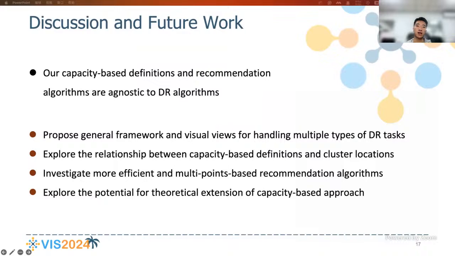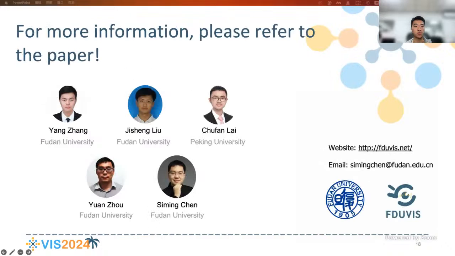To conclude, our work is based on the capacity-based definition and the recommendation algorithm, and they are agnostic to the different dimensionality reduction algorithms. And in the future, we are trying to propose a general framework and visual views for handling multiple types of high-dimensional data projection tasks, and try to explore the relationship between the capacity-based definition and the cluster locations. And we also need to investigate more efficient multi-point based recommendation algorithms. And we also need to explore the potential for theoretical extension of the capacity-based approach.